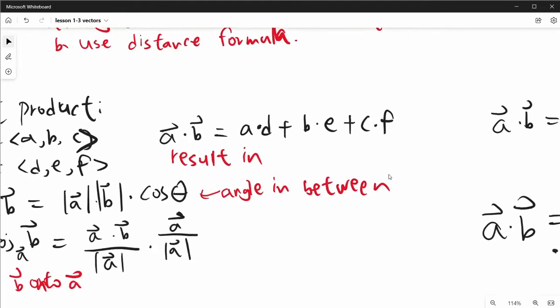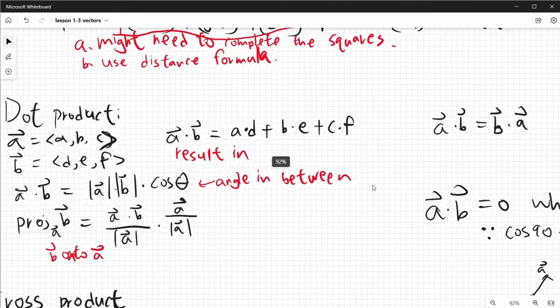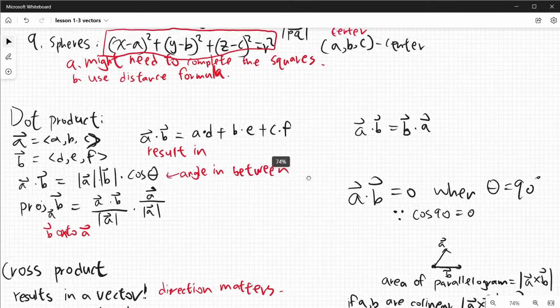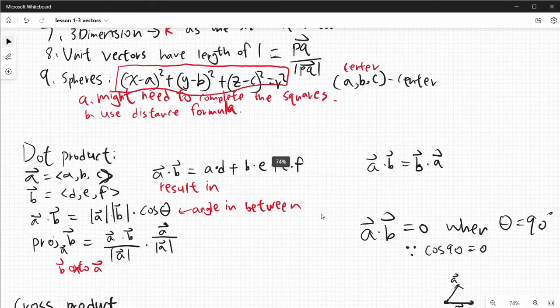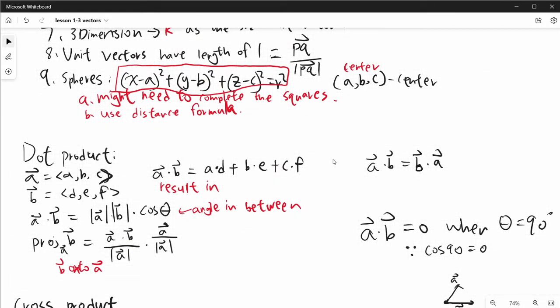Moving on, dot product, pretty important. Let's say we have a vector ⟨a, b, c⟩ and a vector ⟨d, e, f⟩. The dot product is just the components multiplied with each other and then the sum of those products: a times d plus b times e plus c times f. This will result in a scalar, so it will not have a direction, only a magnitude.